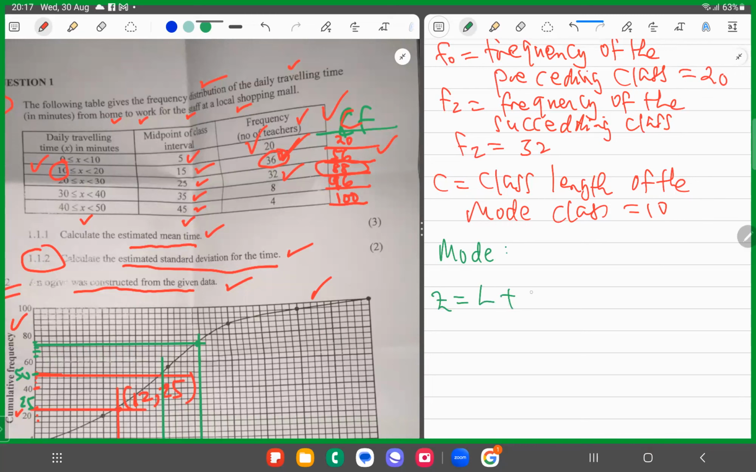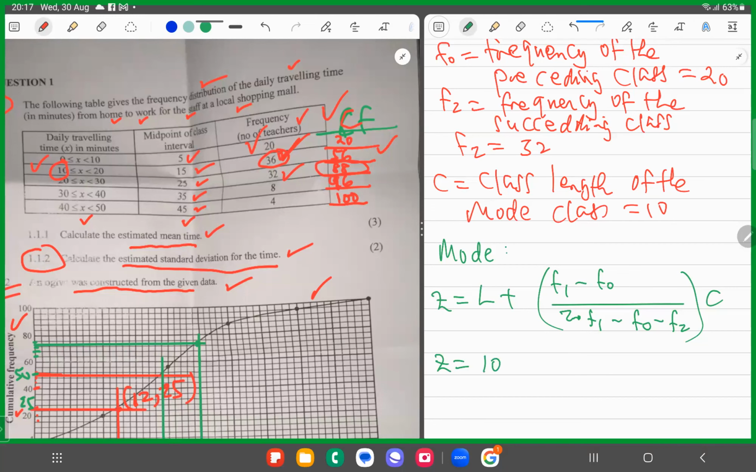Is L plus F1 minus F0, over double F1 minus F0 minus F2. This is how we find the mode. The teacher might not have taught you this formula for the mode for grouped data.